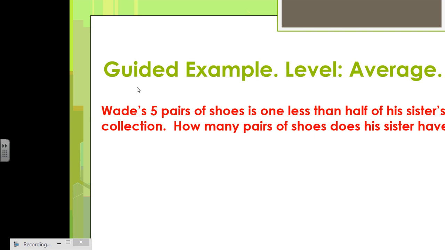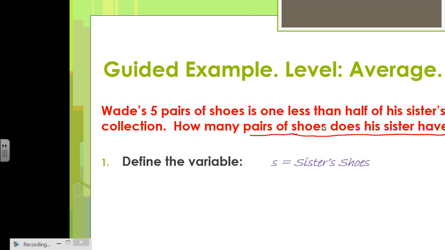Next one says Wade's 5 pairs of shoes is one less than half of his sister's collection. How many pairs of shoes does his sister have? Okay, well, what's unknown here? The thing that is unknown is we don't know how many pairs of shoes his sister has. So let's define a variable, right? So S is equal to his sister's shoes. I chose S. You could choose any letter that you would like.